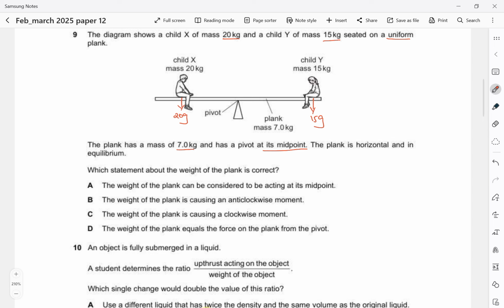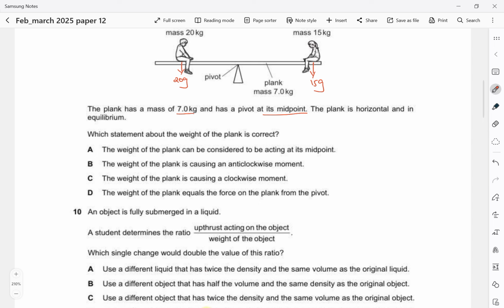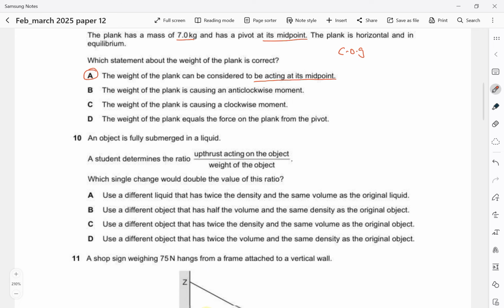Because the plank is uniform, its weight acts at the midpoint. For any uniform object, its weight acts at the midpoint, or its center of gravity is at the midpoint. Remember, center of gravity is the point at which the entire weight of the object may be considered to act. So the first statement, the weight of the plank can be considered to be acting at its midpoint, is correct. Therefore, the answer is going to be A, so no calculation is needed here.